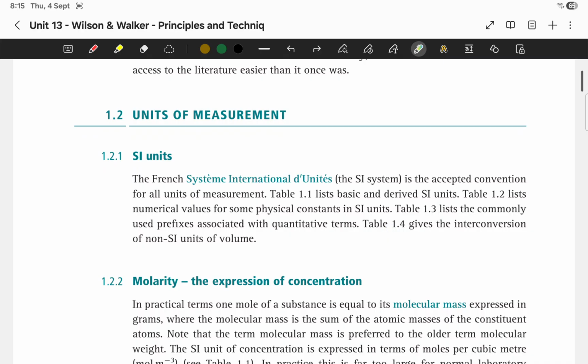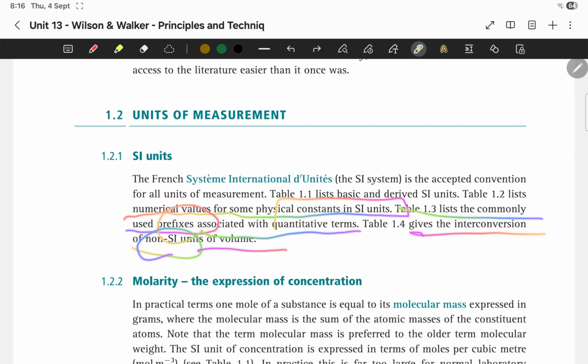Very nice. So now we'll be understanding the units of measurement, or the SI units. The French Système International, the units. The SI unit is the accepted convention for all units of measurement. Basically, Table 2.1 lists the basic and derived SI units. Table 1.2 lists the numerical values of some physical constants in SI units. Table 1.3 lists the commonly used prefixes associated with quantitative terms. Table 1.4 gives the interconversion of non-SI units of volume.